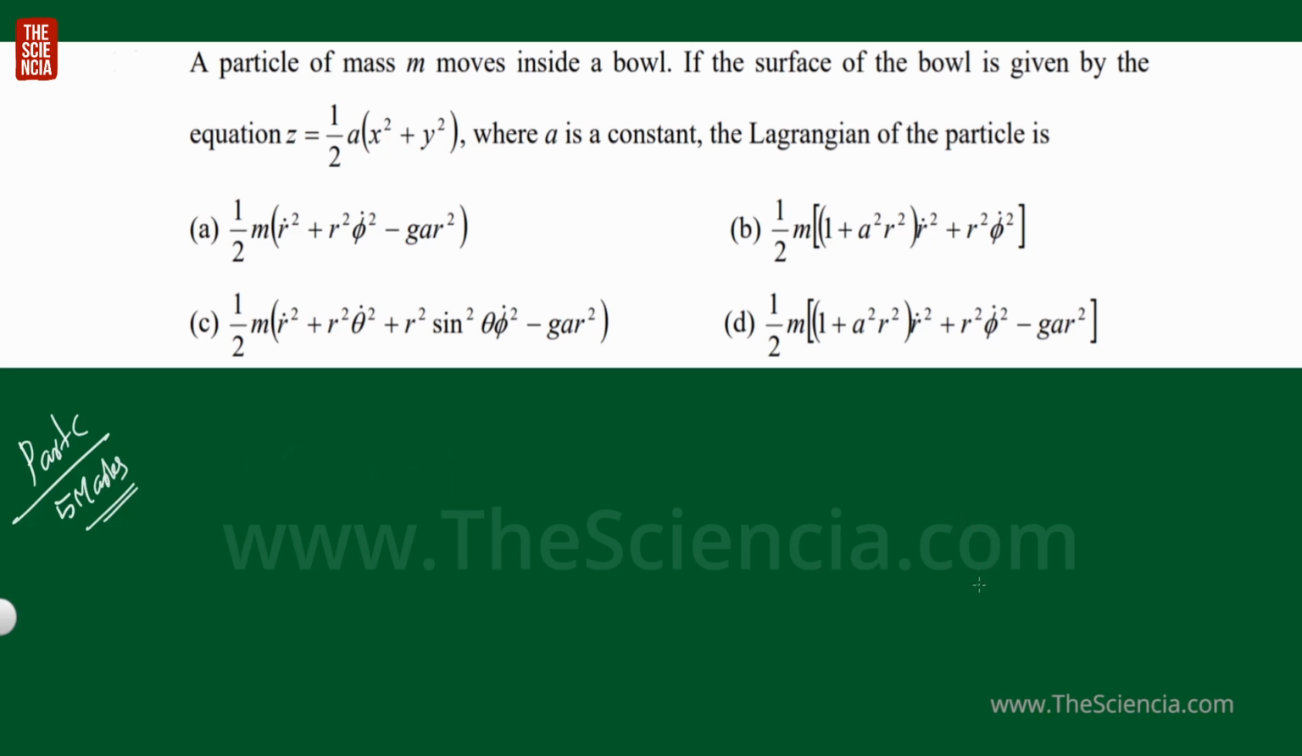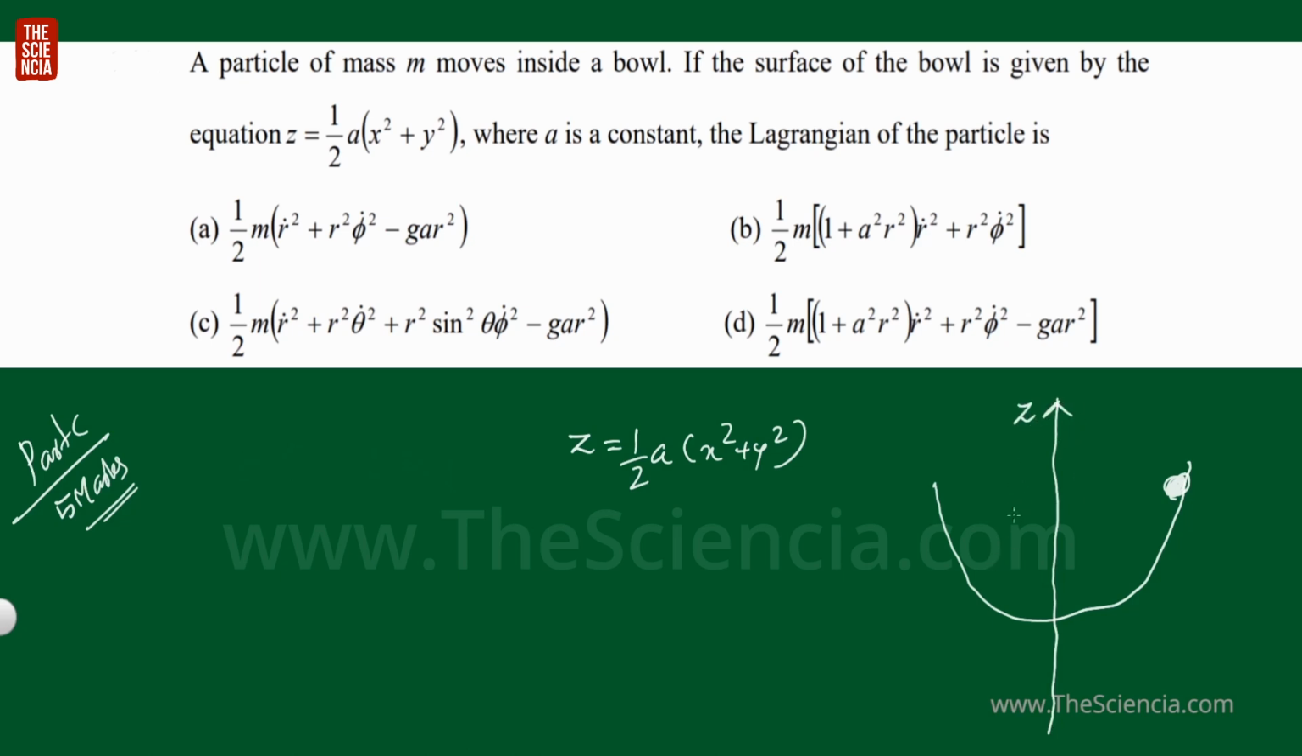understand the problem. So what is the problem? A particle of mass m moves inside a bowl. Okay. There is a bowl and a particle is moving inside. If the surface of the bowl is given by the equation z equal to 1 by 2 a (x square plus y square), where a is constant, then the Lagrangian of the particle is. So this is my problem figure. This is the z axis.